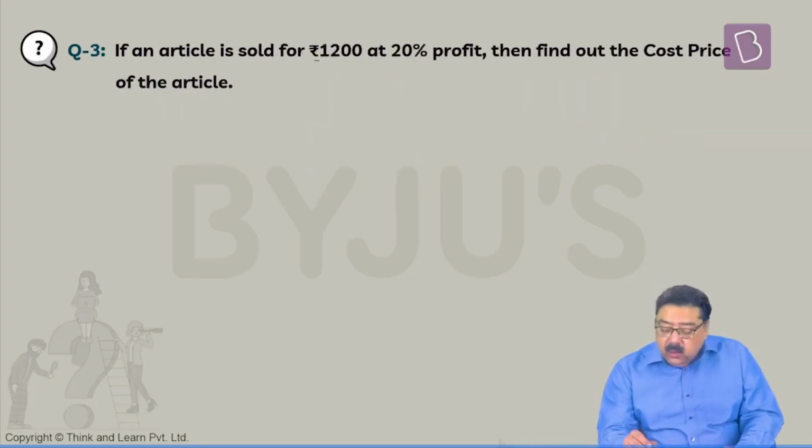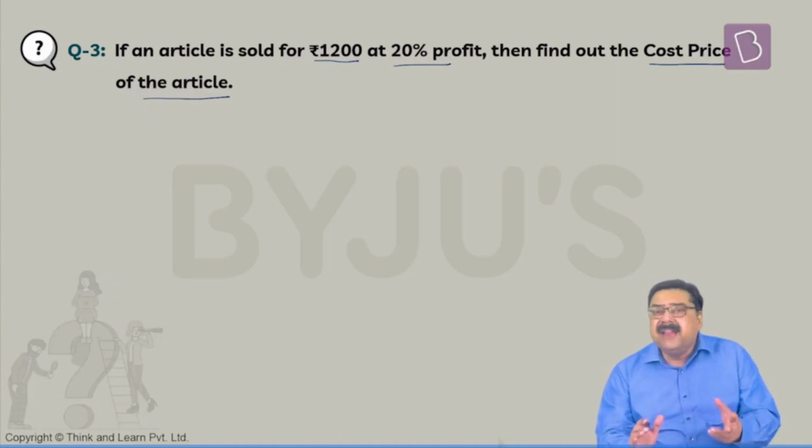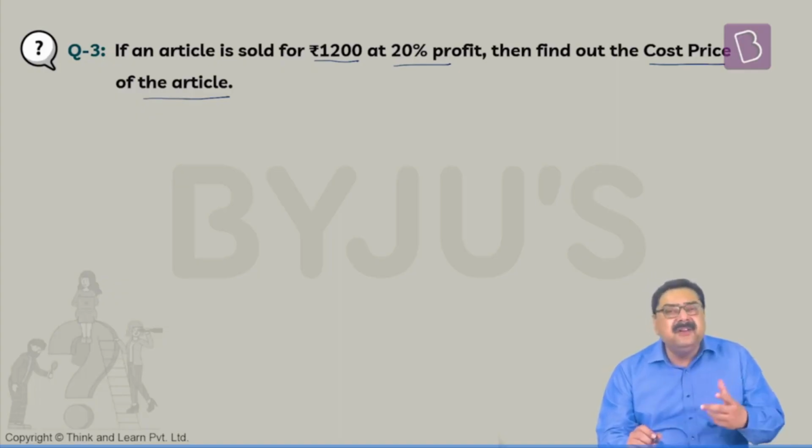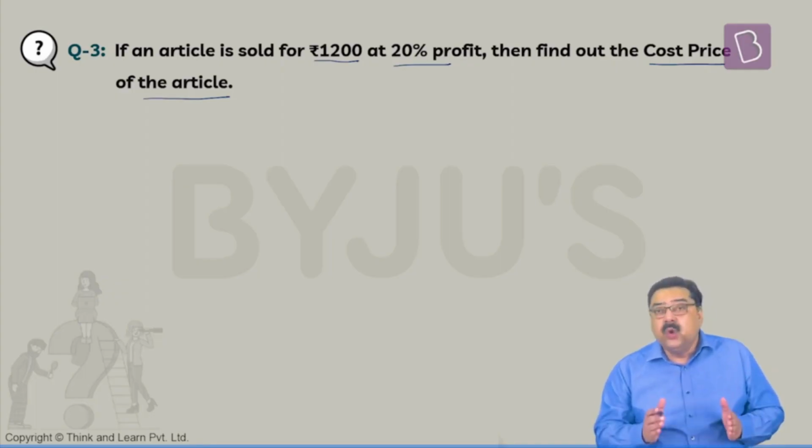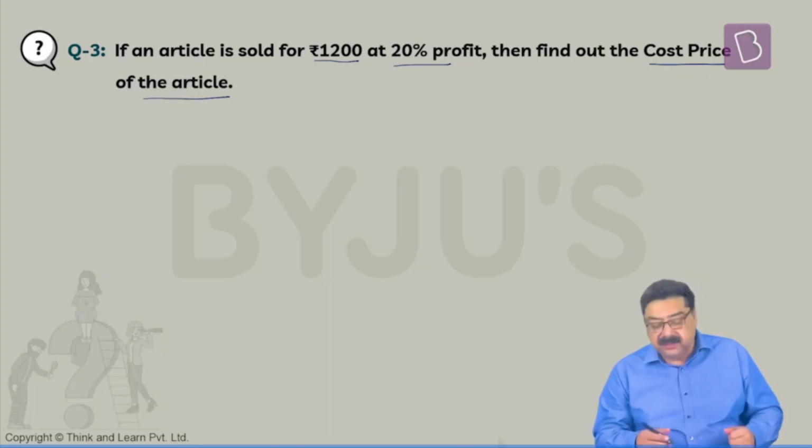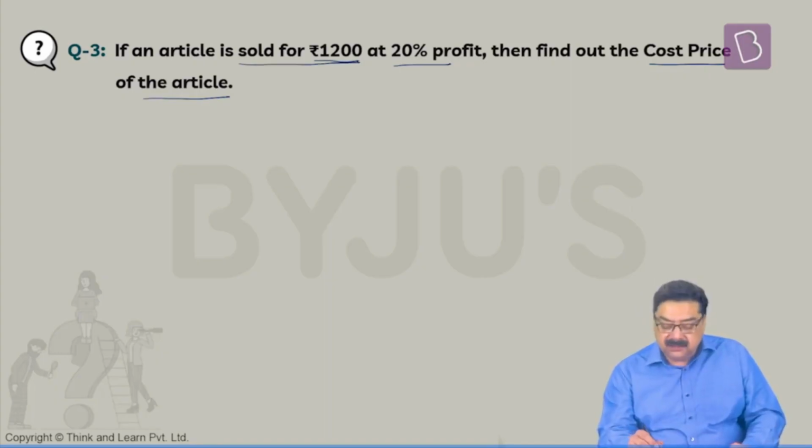Now if an article is sold at rupees 1200 at 20% profit, then find out the cost price of the article. See here, the same values are being used, and in three different ways how you solve a question is being shown to you. The purpose is to know what method is to be used for different types of information. So sold for 1200, selling price is given to us at 1200. Then profit percent is mentioned as 20%. Now we know selling price is 1 plus profit percent and cost price is what you need to find out.